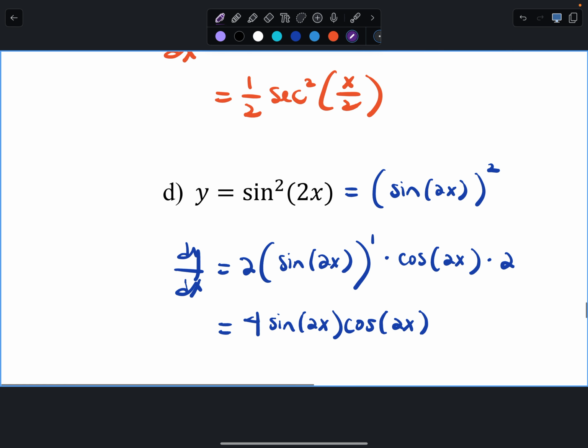This two comes from the second. Oh, yeah, from the second chain rule. Right? Derivative of the inside.